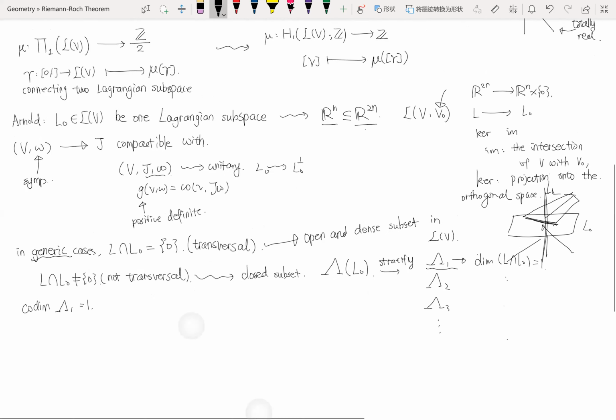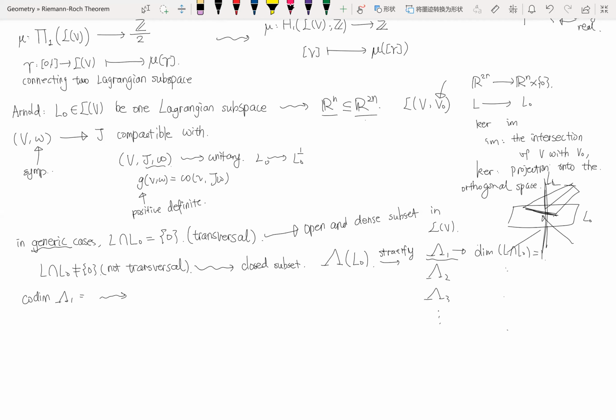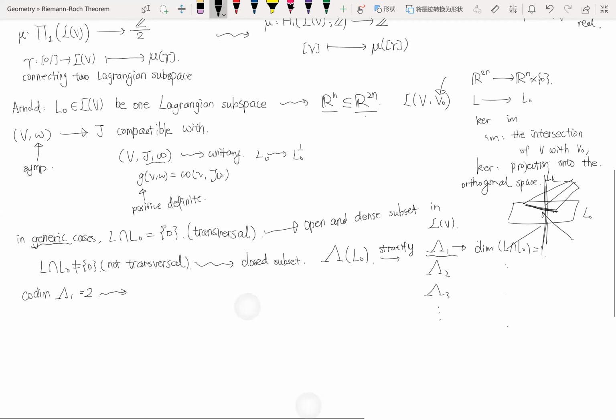So this tells us that it is 2. Once we have this stratification, we know that lambda 1. And when we are considering homotopy classes, we can add the closure to lambda 1, and the closure is just lambda 2 union lambda 3, and so on. So this will define the class in H of the Lagrangian Grassmannian.